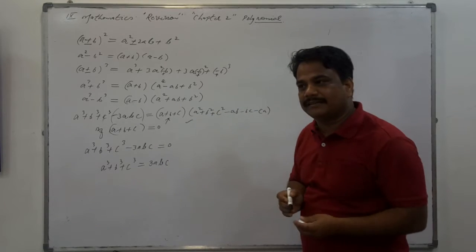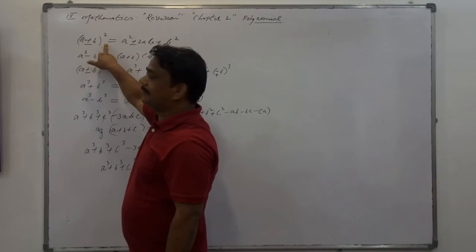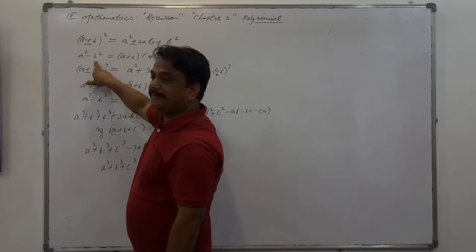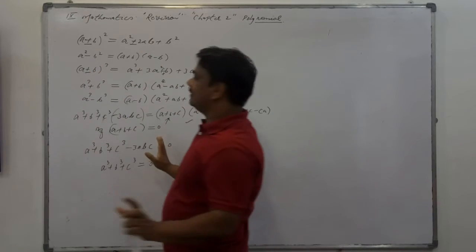Did everyone understand this? Okay. There is information before: (a plus b) whole square, (a minus b) whole square, a square minus b square, (a plus b) whole cube. These identities you have to use.